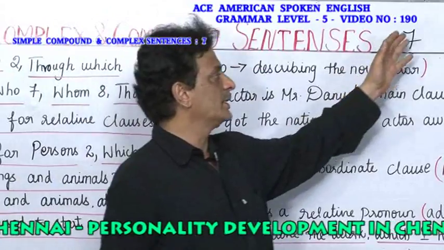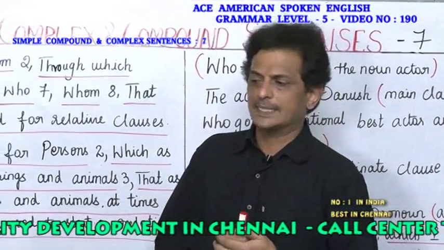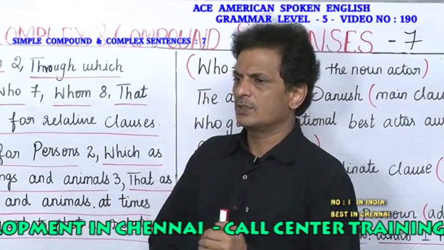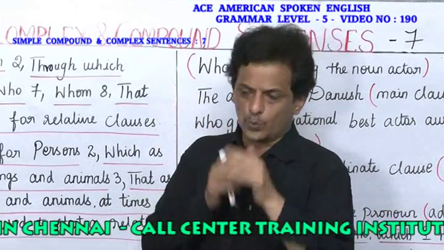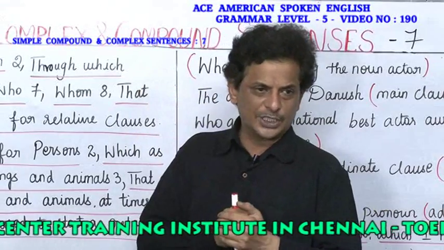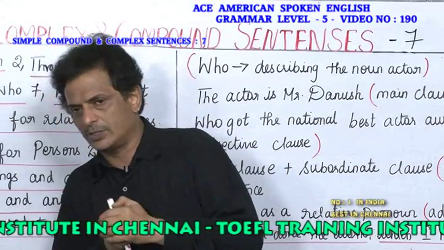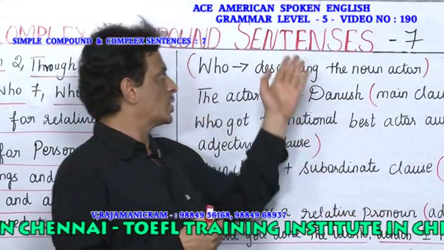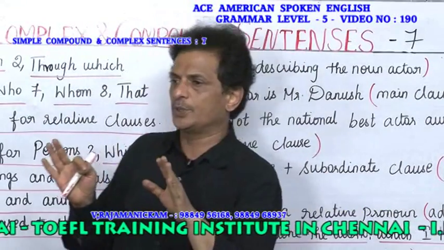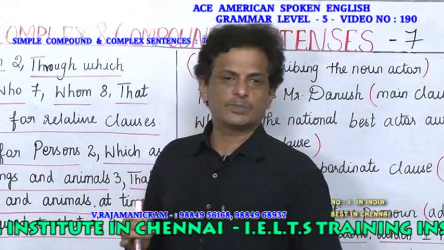Now we have come here, 7th video. So what we have seen, simple sentence, only one sentence, one verb. Compound sentence, two or more, using conjunctions and, not only but also, either or, neither or, also, so, everything. Complex sentence divided into three. What are they? Noun clause, adjective clause, adverb clause.